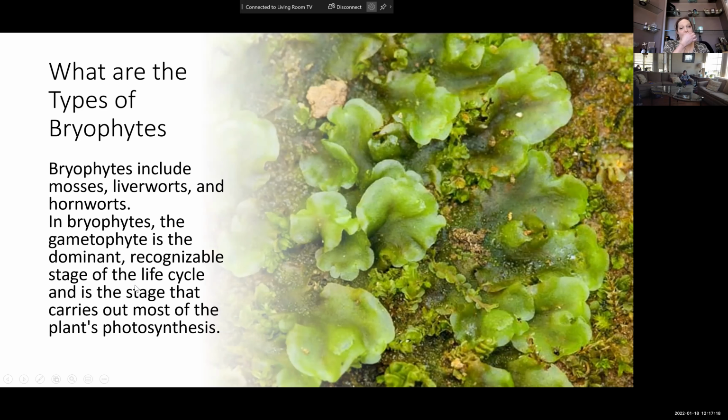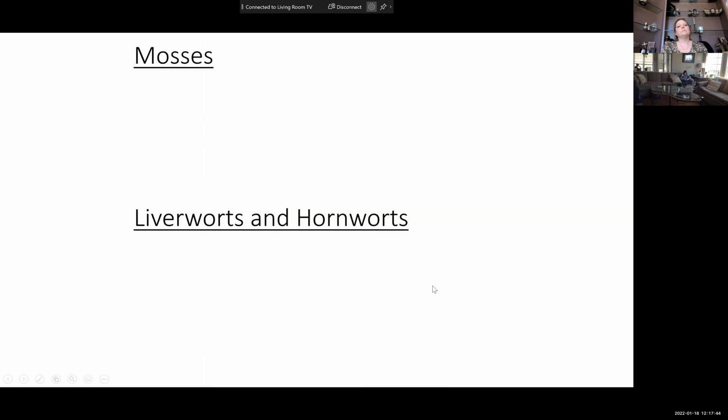All right, in bryophytes, the gametophyte is the dominant, recognizable stage of the life cycle, and the stage that carries out most of the plant's photosynthesis. That's kind of their adult, okay? But they do straddle the line more than others. This right here, sorry, I have to eat, is a liverwort. And there's moss mixed in with it. So here's what we have, mosses.